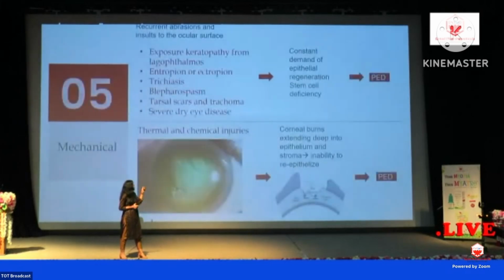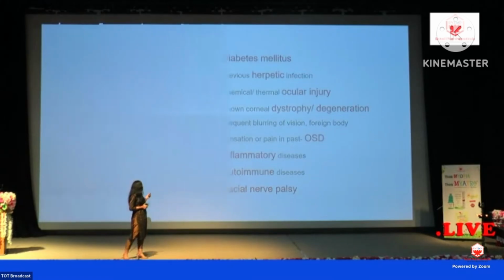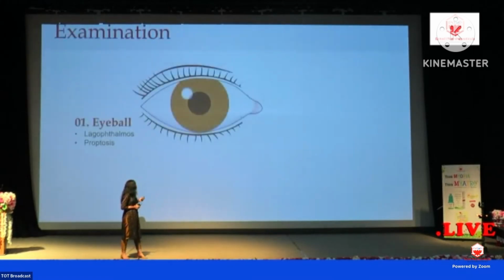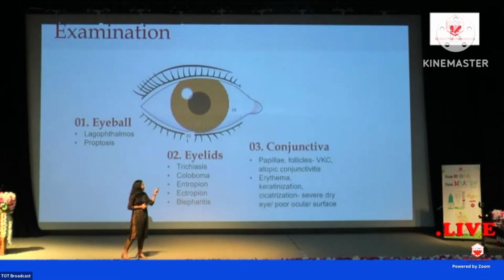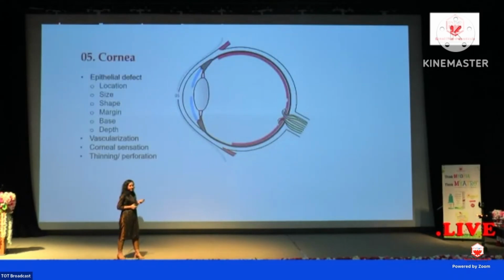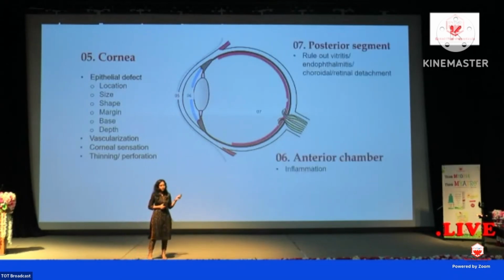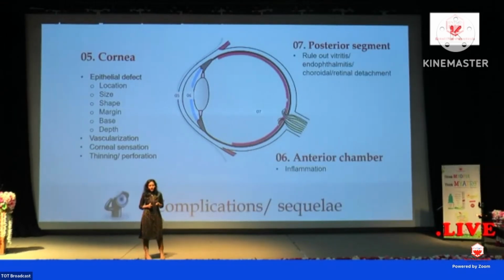Also look for repeated ocular surface insults and chemical and thermal injury deep into the stroma failing to reepithelialize. For this, a detailed history of the ocular and systemic conditions like diabetes and herpetic infections, and a detailed examination of the eyeball, eyelid, conjunctiva and the TBUT will help you. Also, don't forget to note down the corneal epithelial defect characteristics, vascularization, sensation, thinning, and perforation, and also the inflammation in the anterior and posterior segment to keep an eye on the complications and sequelae.